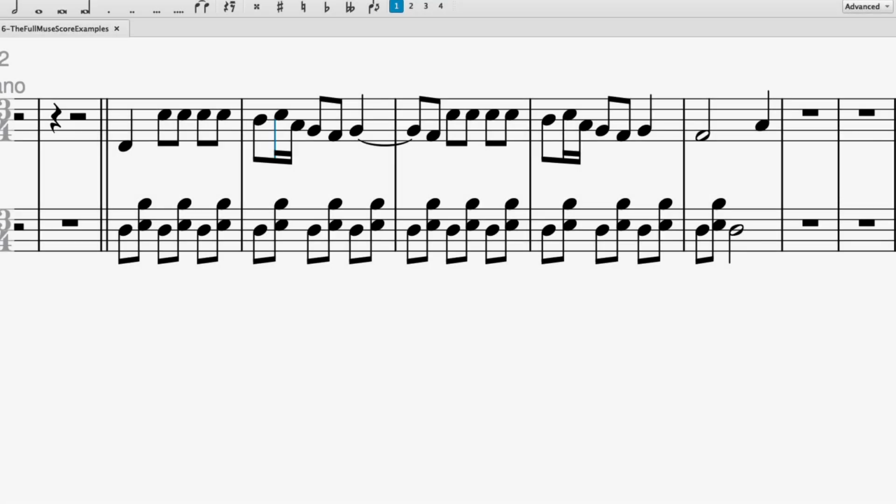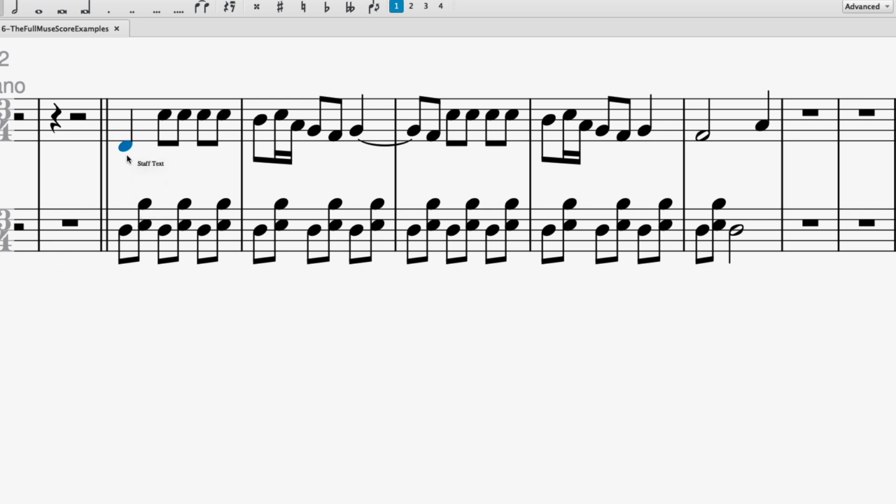Okay, let's look at the B section of this piece now, because there's an important concept I want to point out here. So here it is. Let's just hear it. Okay, so what's going on here?